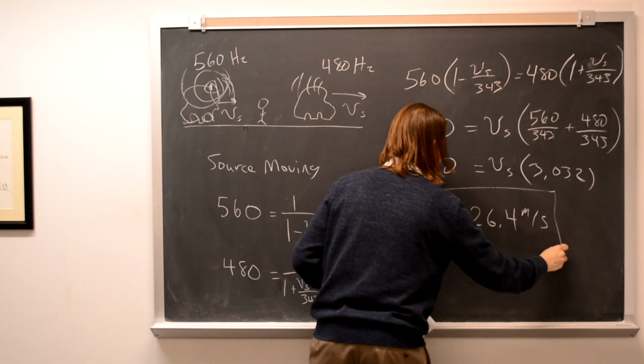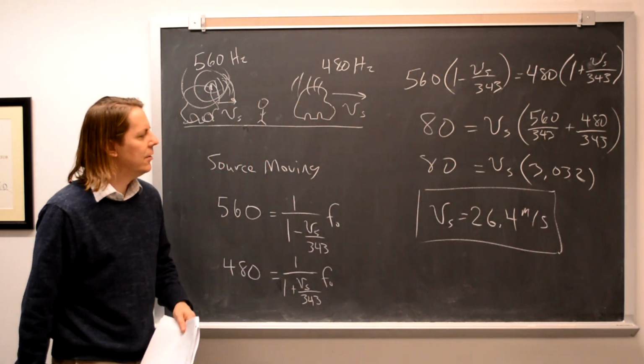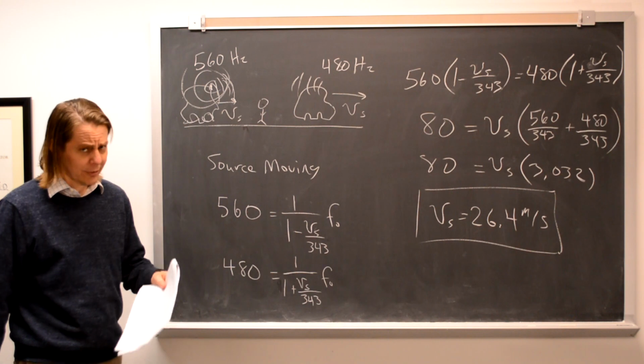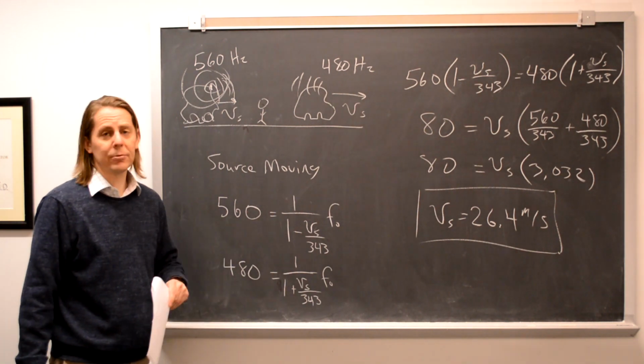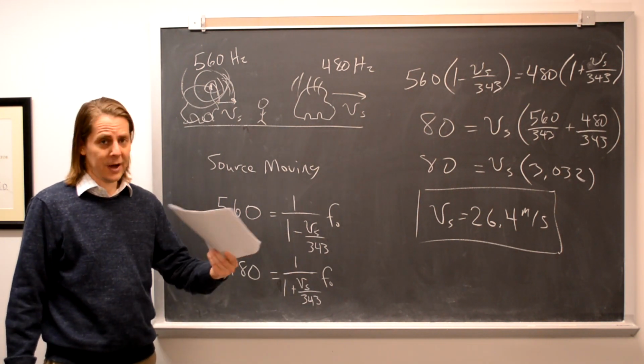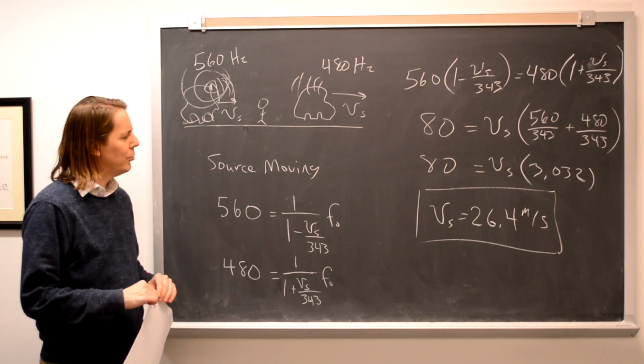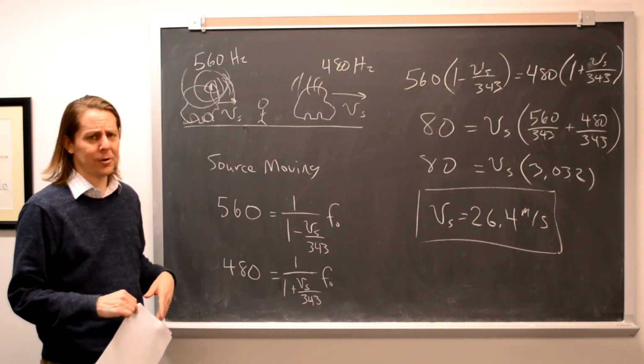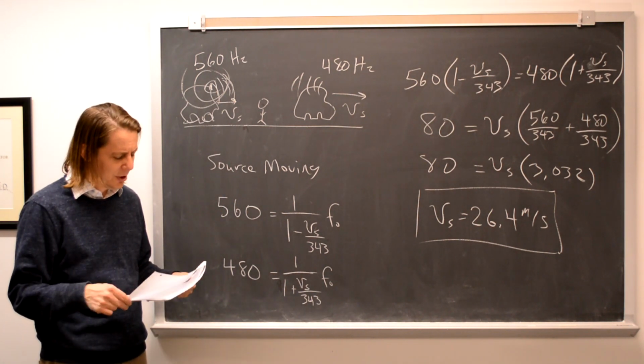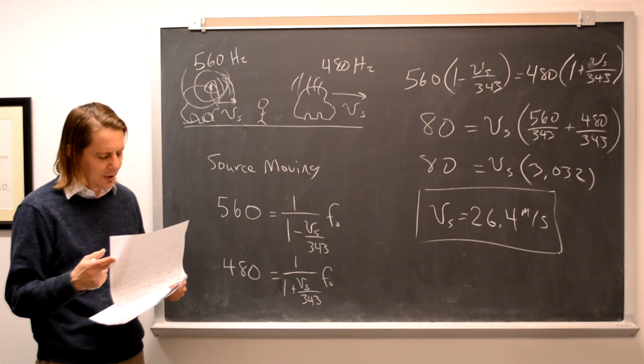Is that a reasonable physical speed for the mob? It is if they're in a car. I don't think they can run that fast, and that's not an insult. The fastest human in the world is like 10 meters per second. So the 26.4 meters per second is a reasonable speed for an automobile, which is how we originally set up the problem. Good luck.